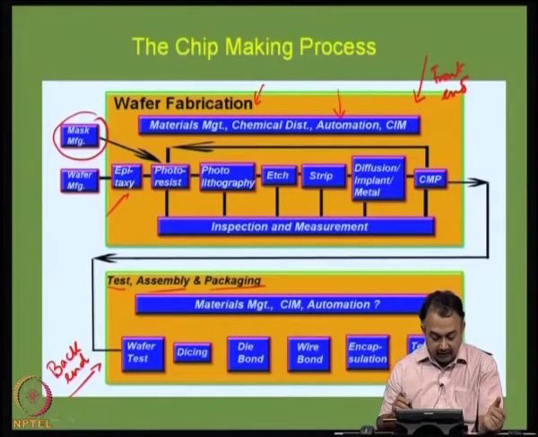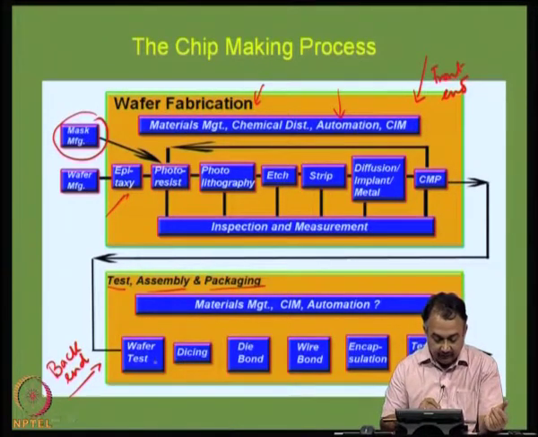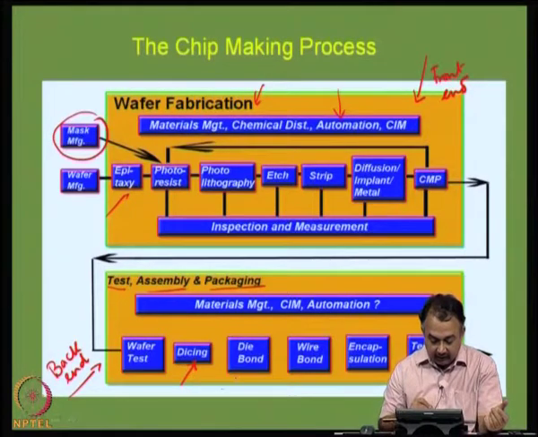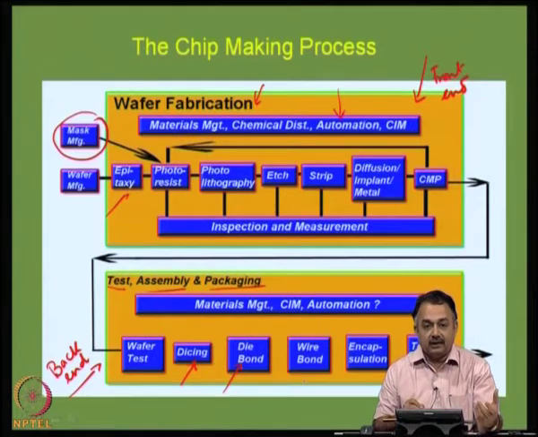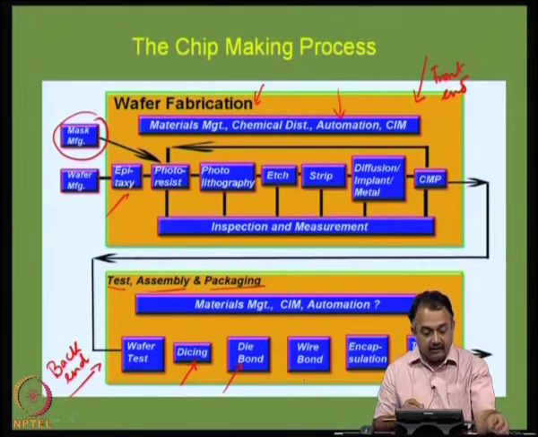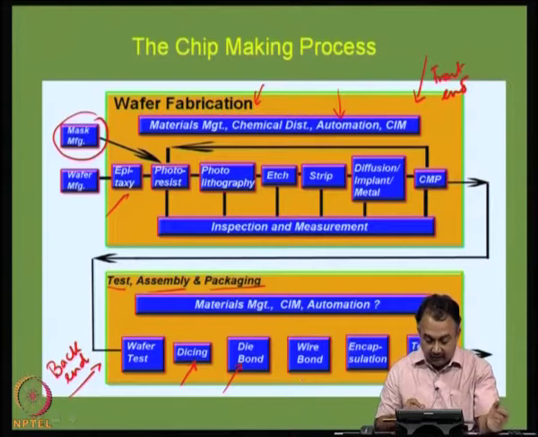Once it is completely utilized and all the dies are formed, we first test the wafer, dice the individual ICs that have been formed, and do a die bonding, that is, the bonding is done to a base substrate that is there in this package inside. Then we do a gold or aluminum wire bonding.